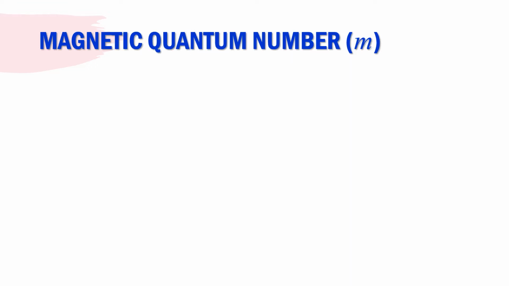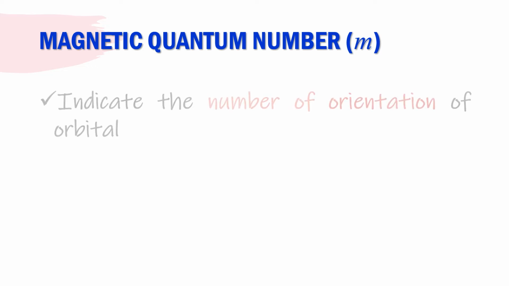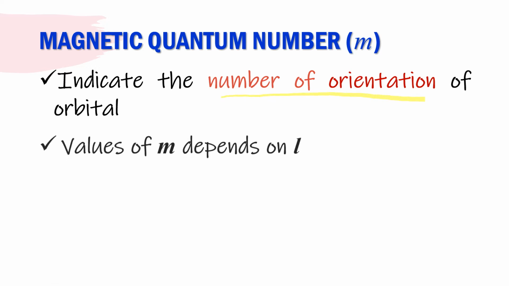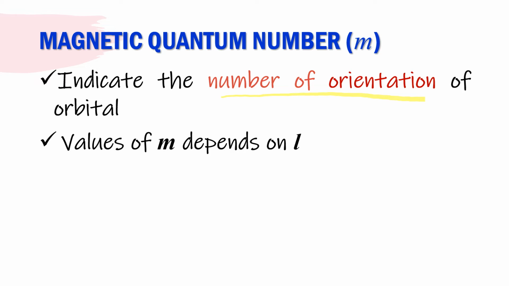The next quantum number is called the magnetic quantum number, m. This quantum number indicates the number of orientations of the orbital. The values of m depend on the value of L. m can be from negative L, 0, to positive L.